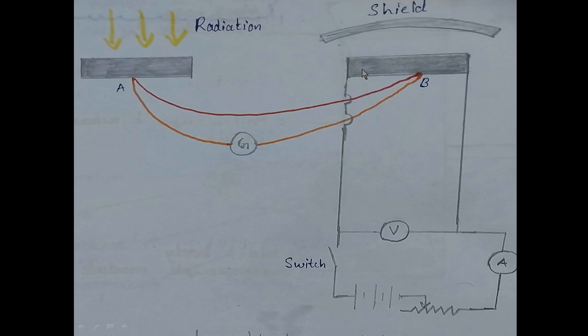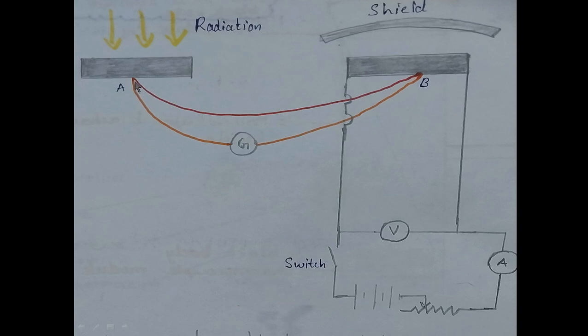Then this is another simple picture of the internal circuitry in Angstrom's pyrheliometer. It consists of two identical blackened platinum strips, A and B. They are connected by a thermocouple. I already explained what a thermocouple is in my previous video. A thermocouple is a sensor which measures temperature difference. It consists of two different metals joined in such a way that the thermocouple has two junctions. Then a galvanometer is connected in series.